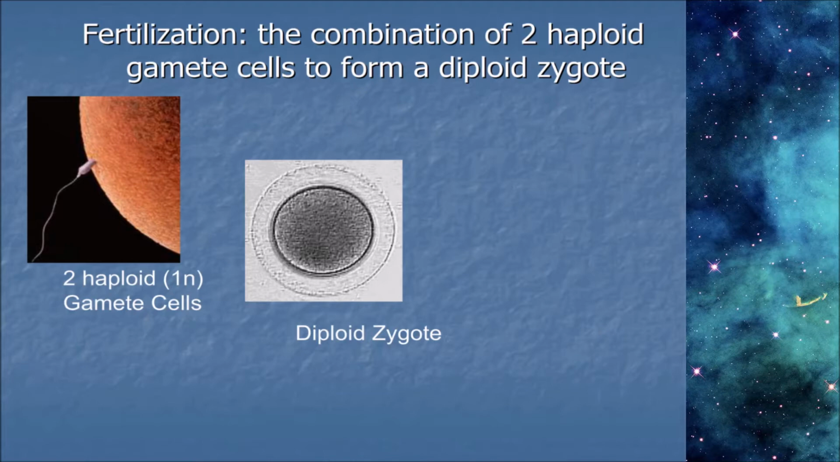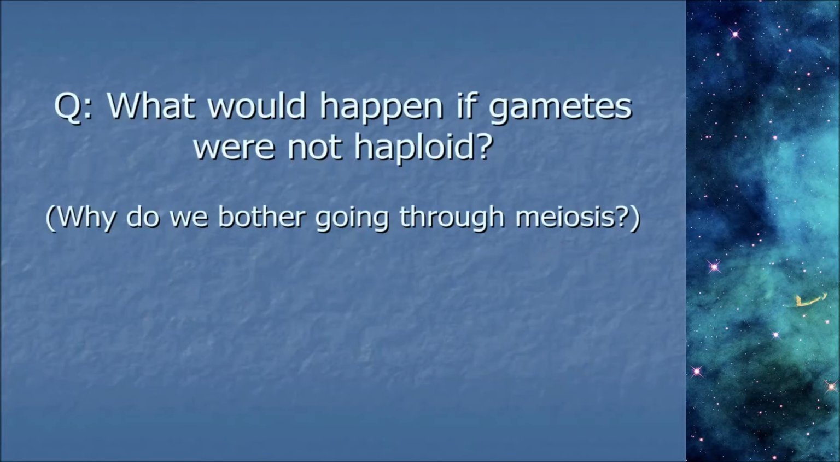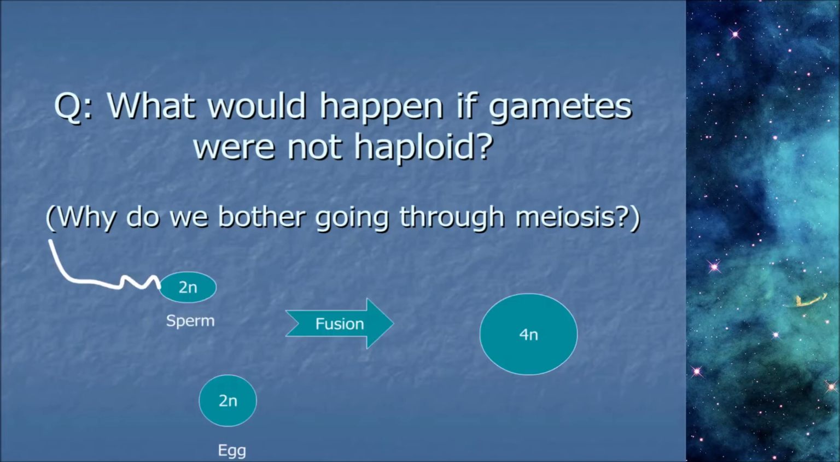Once the zygote is formed, it will then divide mitotically to form a fetus or eventually a baby, and this will involve over 10 trillion cellular divisions. But because we're involving mitosis here, it's important to realize that all the body cells in this baby, save the ovaries or testes, are going to be genetically identical to one another. Now here's another question. What do you think would happen if the gametes did not go through meiosis, that is, they did not become haploid? Well, let's take a look at the answer.